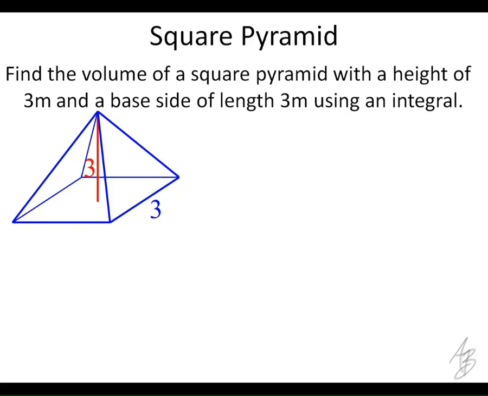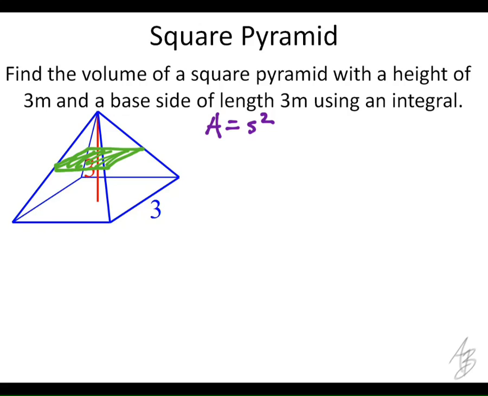To start this problem, what I'm going to do is try to visualize a cross-section. So if I were to cut this pyramid in one place here, I would get a cross-section that looks like this. How would I find the area of that cross-section? What's the formula for the area of a square? Not the integral, the area of a square, just the area of the cross-section. The area is going to be side squared, right?